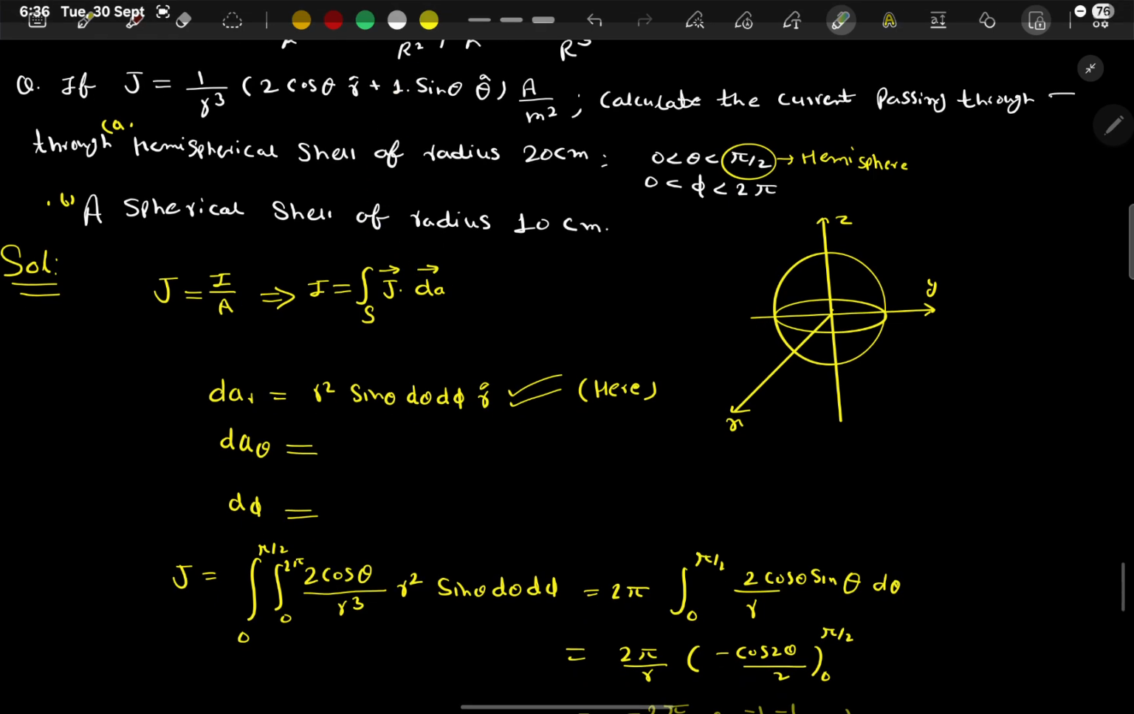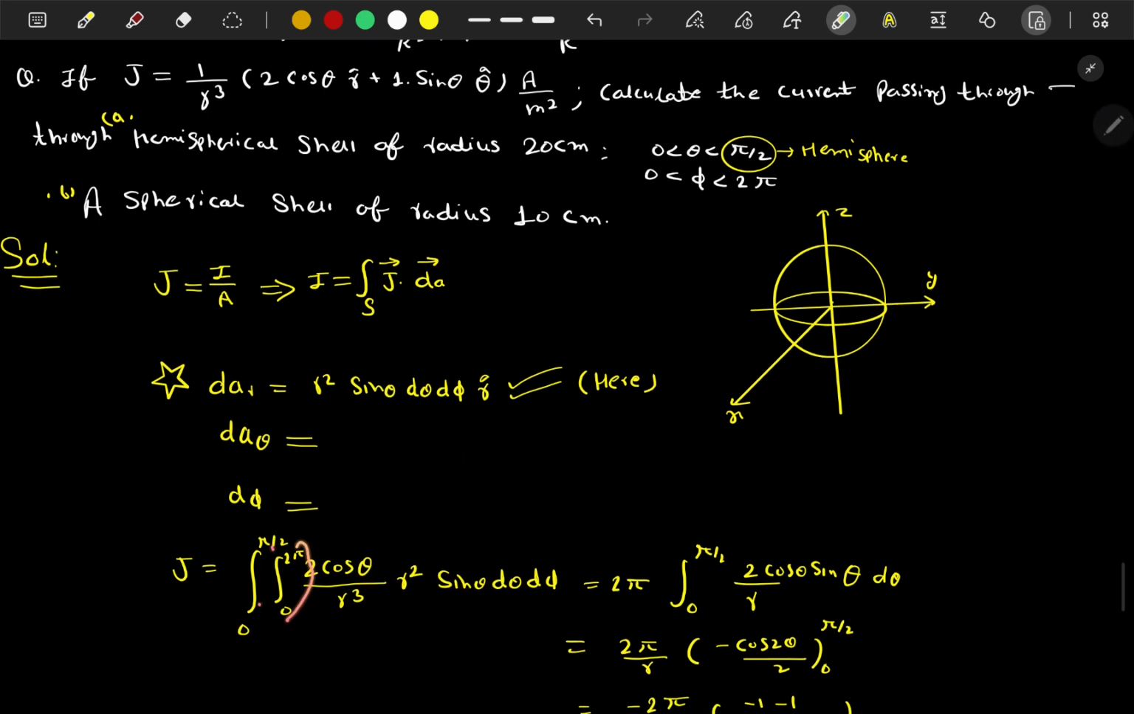This small thing will decide whether you will be able to do questions or not. You have to remember the radial surface area. So it is r square sin theta d theta d phi. Just put it here, and put theta from 0 to pi by 2 and phi from 0 to 2 pi.